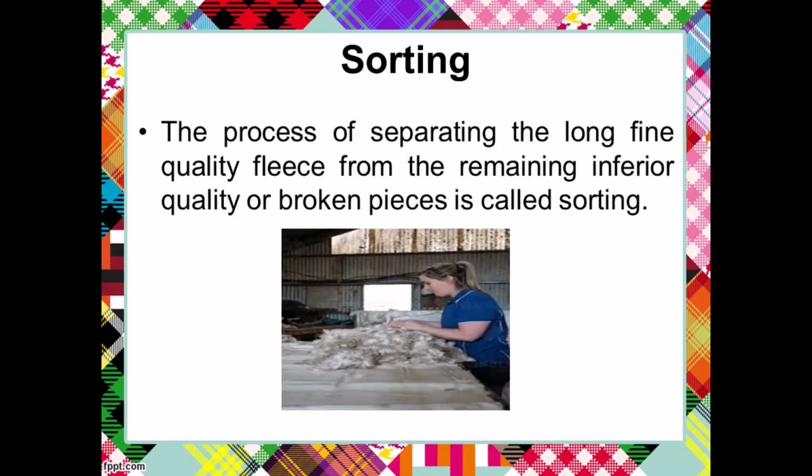Now, next step is sorting. The process of separating the long, fine quality fleece from the remaining inferior quality or broken pieces is called sorting. This step is done after scouring. In this, only fleece of long, fine quality is sent to the factory for further processes.